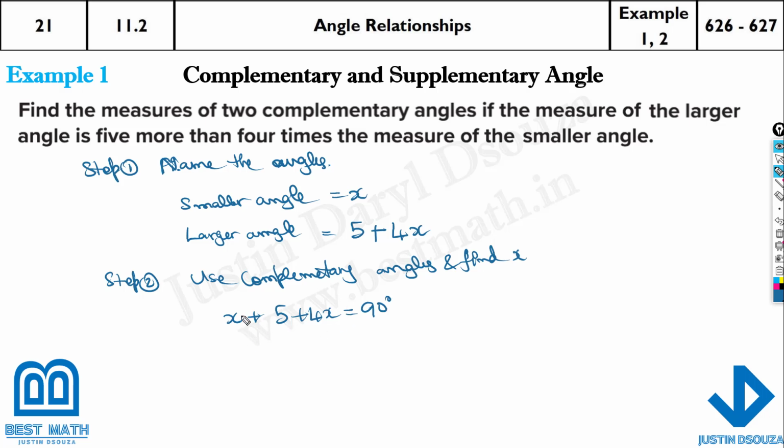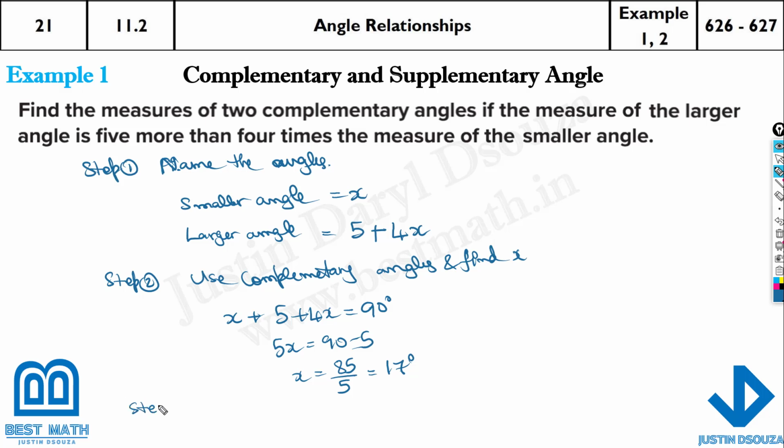You need to do the steps here. 4 plus 1 is 5x. This 5 to the other side will be 90 minus 5. So x will be equal to 85 divided by 5, that is 17 degrees. So x is 17 degrees. So what is the other angle?